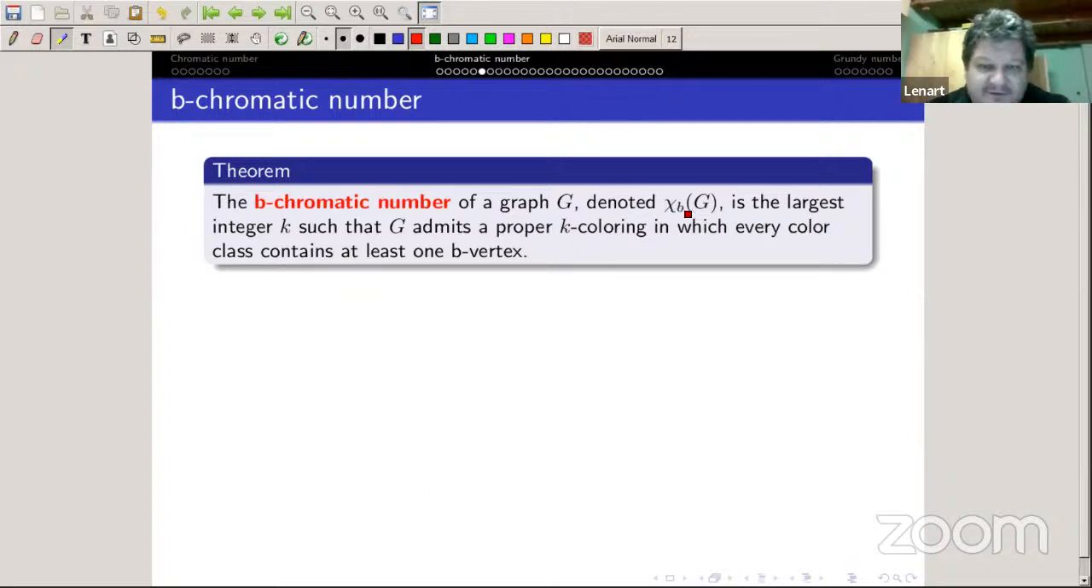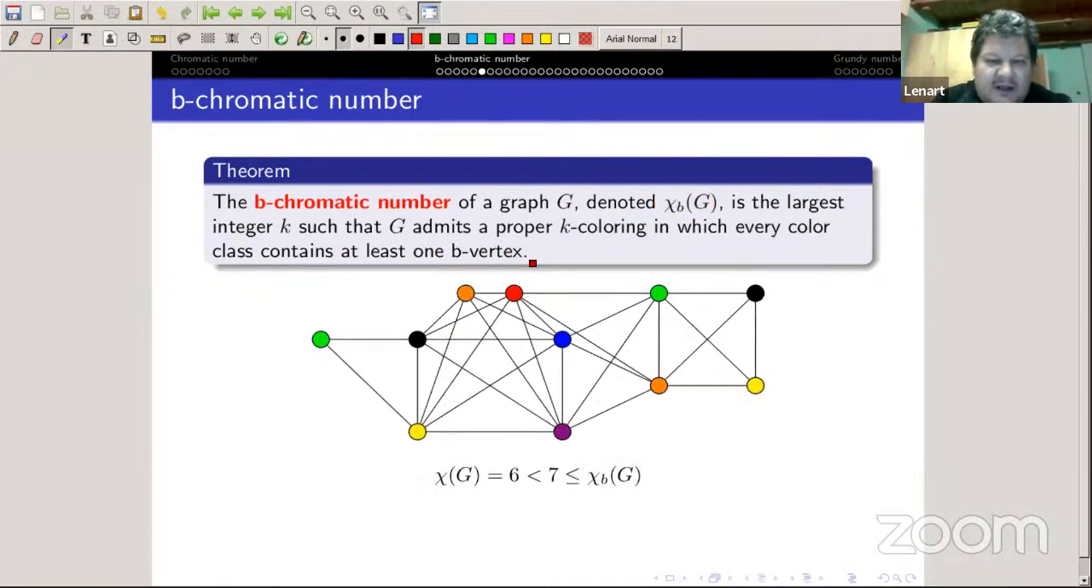So the b-chromatic number of a graph G, which is denoted by φ_b(G), is the largest integer k, because of this maximum from before, such that G admits a proper k-coloring in which every color class contains at least one b-vertex. Because if we have a b-vertex in every color class, we cannot continue with the reducing algorithm. And largest integer k, because we are searching for a maximum. So this is not unexpected, and it's very useful.